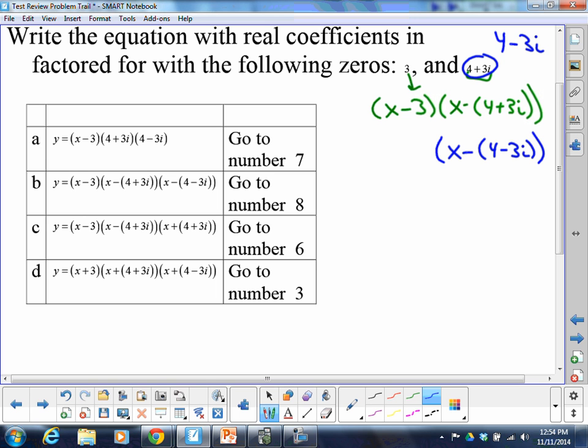We should be able to see that the answer is B, and that one would take you to number 8 if you're following the trail. And again, if you actually had to multiply these out, you'd probably want to distribute those negative signs first and go from there, but this problem's not even really requiring that, just knowing that it's x minus whatever the actual 0 is. So there was a 0, that was a 0, and that was a 0. Okay.